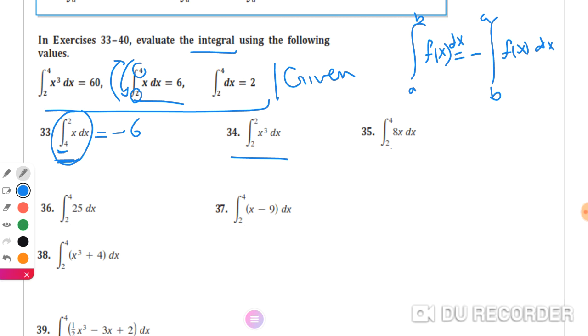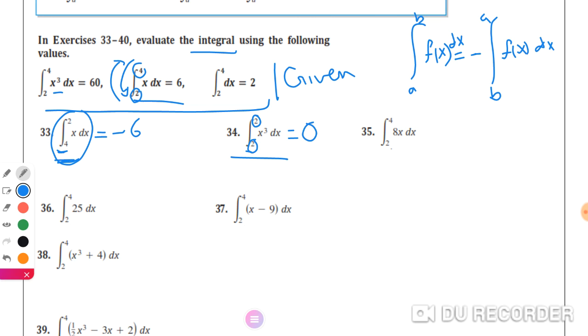Second property here: as you see, I take the integration of this function, x to the power 3, but the lower limit equals the upper limit. That is the property I gave you. When we take the definite integral of any function such that the upper limit equals the lower limit, the answer is always 0.